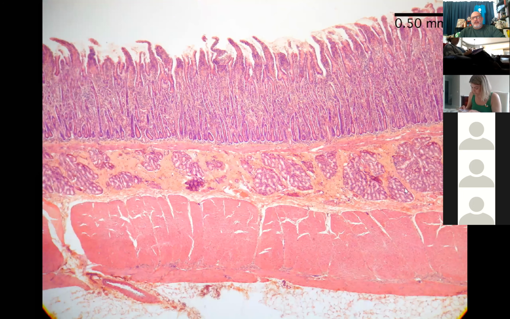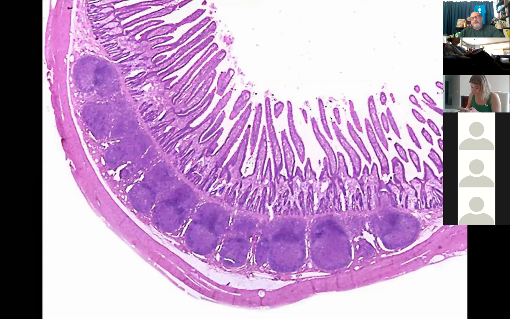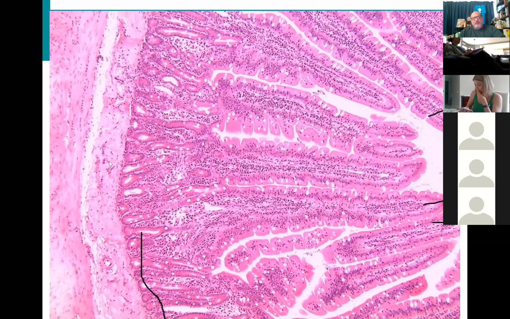This is clearly, obviously, big, massive glands in the submucosa. Duodenum. This is clearly a big, massive collection of Peyer's patches in the submucosa. Clearly ileum. And here we have neither. We don't have any MALTs. We don't have any major glands. We have neither.